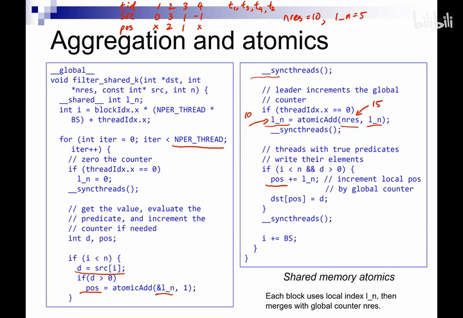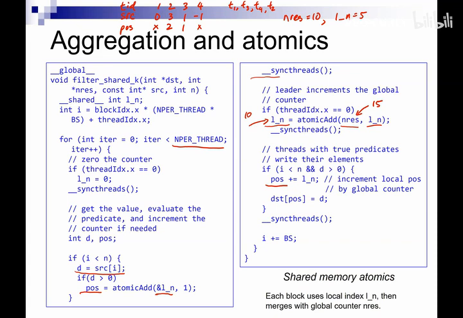So the point is that all of the threads with positive source values do this atomic add, so they get a position value, and these positions are all going to be different from each other, because each time you do it, you increment ln by 1. All the positions are different, and these positions are going to tell these threads where they're going to write into the destination array.